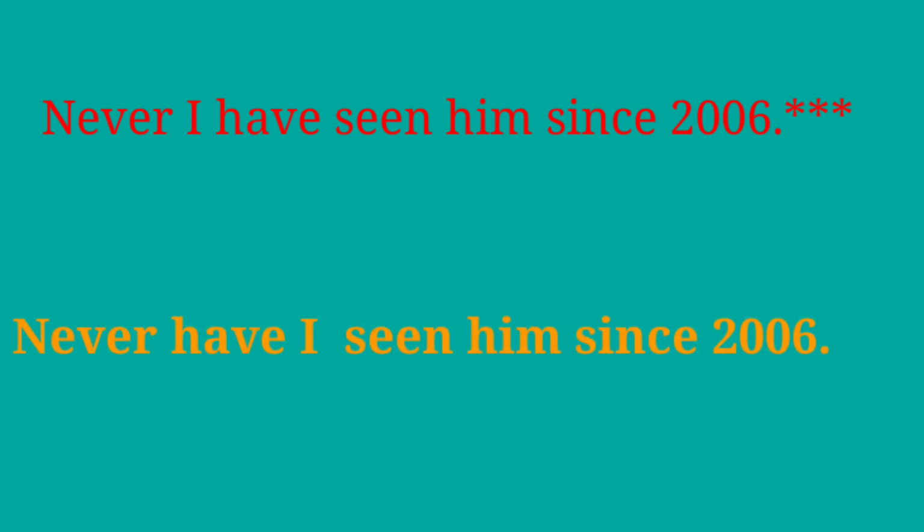Let's take an example: I have never seen him since 2006. When you are asked to use never in the beginning of the sentence, sometimes we use it without changing the structure of the sentence, as in "Never I have seen him since 2006." In fact, this is not the correct sentence. It should be "Never have I seen him since 2006."